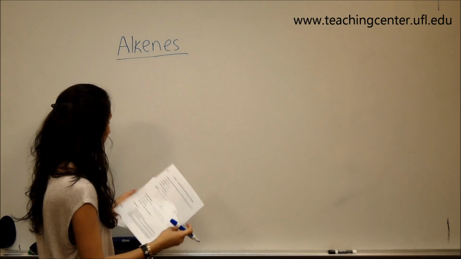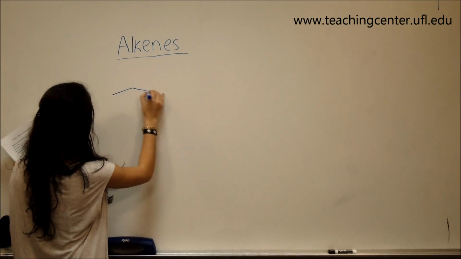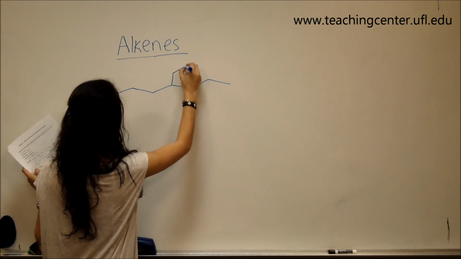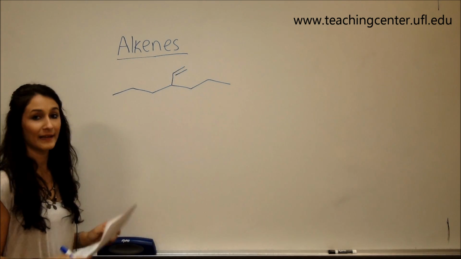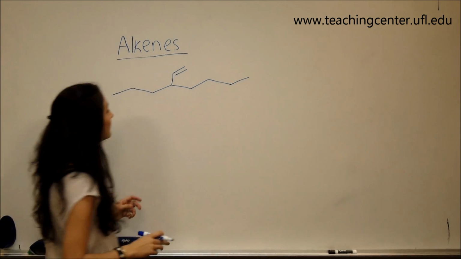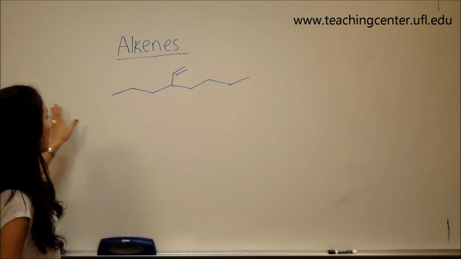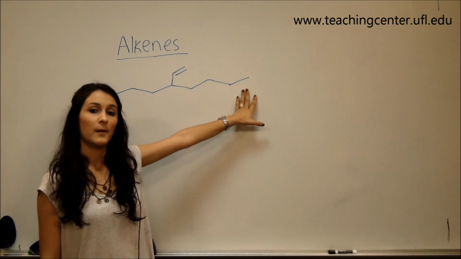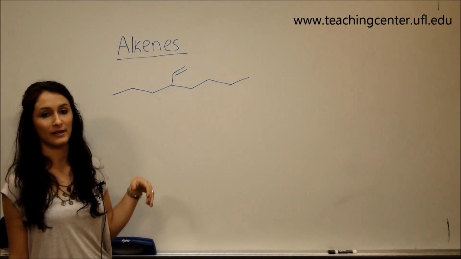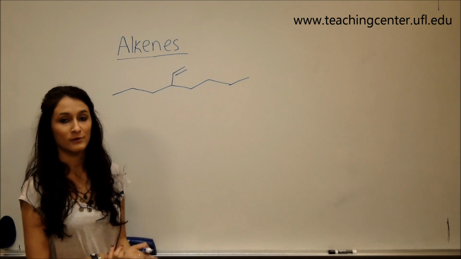So how can that make a difference? For example, if you had something like this. I'm going to actually make this longer. Okay, so if you had something like that, when you automatically look at this, you would say, okay, that's the longest parent chain. But since there's an alkene, you have to make sure that this alkene is included in the root chain. So you're going to find the longest parent chain that includes the alkene.